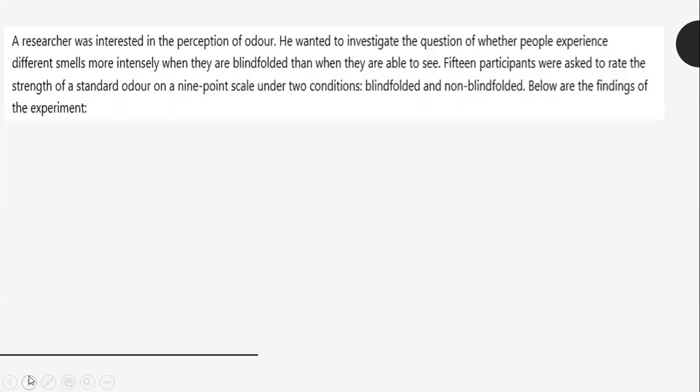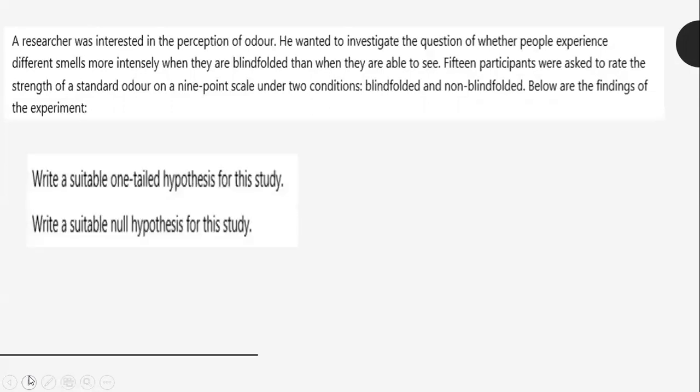But before we get there, I'm going to get you to do something else. I would like you to write a suitable one-tailed hypothesis for this study and write a suitable null hypothesis for this study. So in a moment, you're going to pause and then you're going to do this. Please do this, because in one of your papers, you're kind of guaranteed to write a hypothesis. Majority of the years, there's always a hypothesis. So practice makes perfect. So let's pause it here. Come on, pause it, write the hypotheses. You can do this.